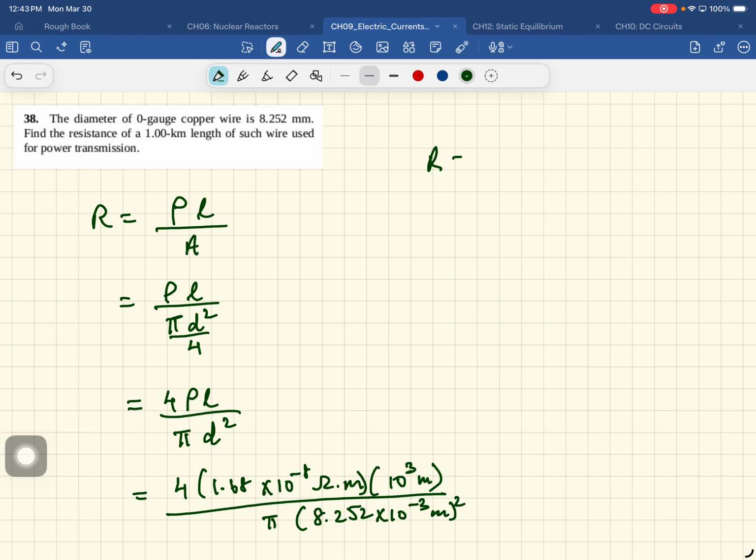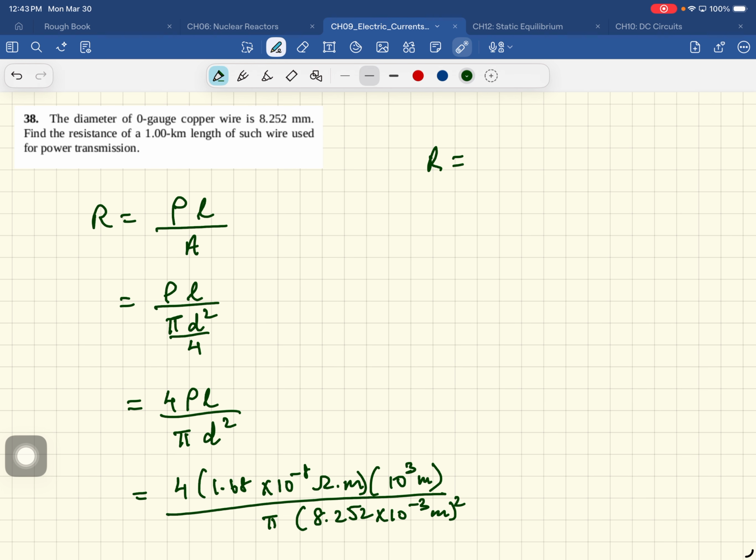Okay. So the resistance of this wire, a transmission line from here to Krispy Kreme, that's about a kilometer. Well, a little further than that. Here to, well, anyway, here to Krispy Kreme is about 500 meters, half a kilometer.